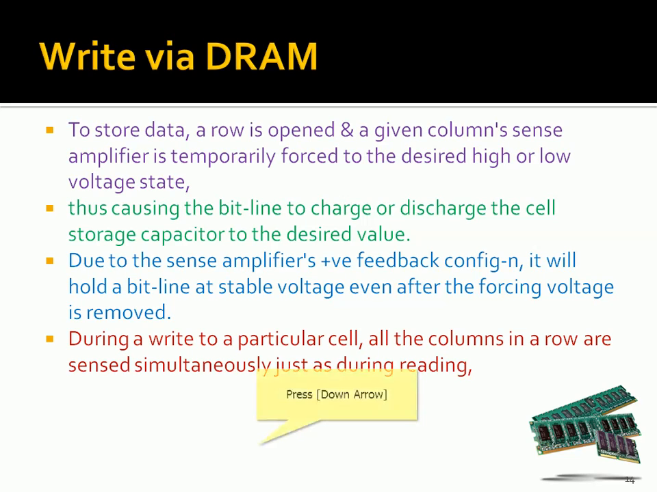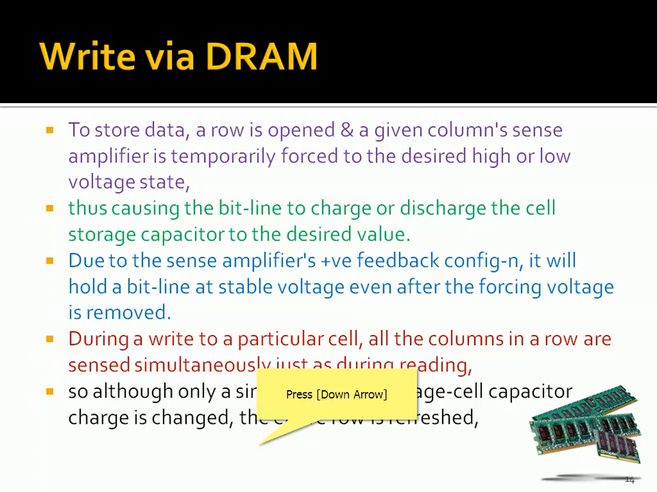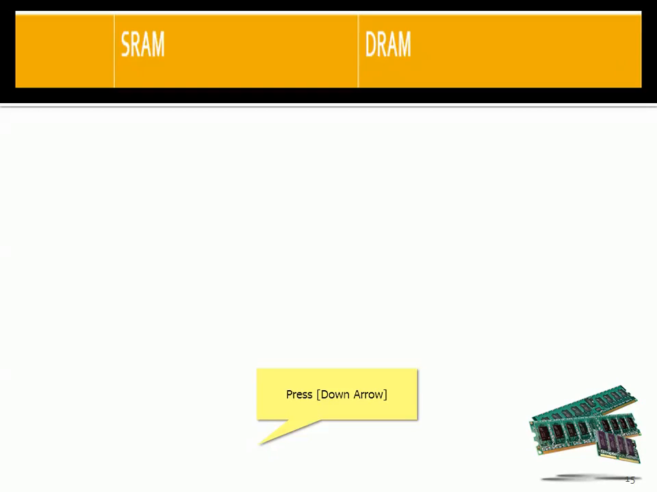Before losing that, it has to be refreshed. During a write to a particular cell, all the columns in a row are sensed at once, that is, simultaneously, just as during reading. So although only a single column storage cell capacitor's charge is changed, the entire row is refreshed, right?